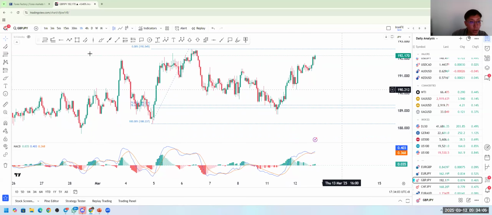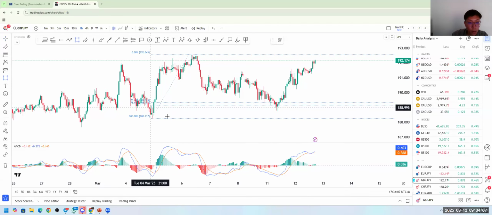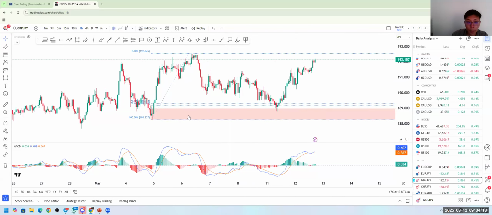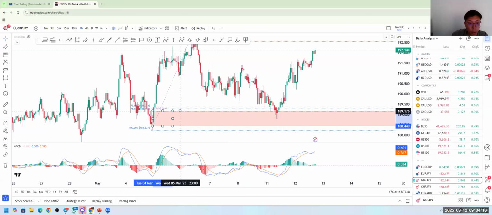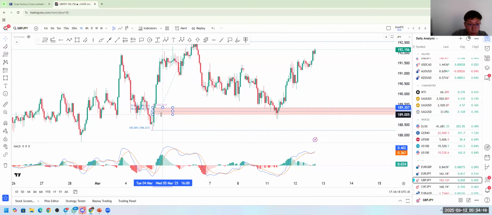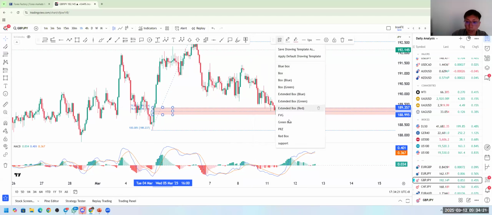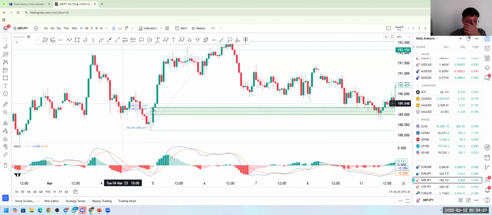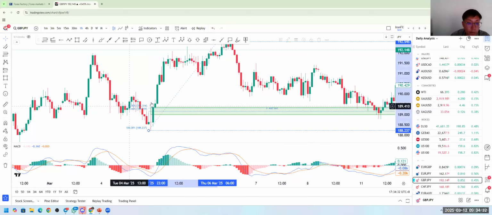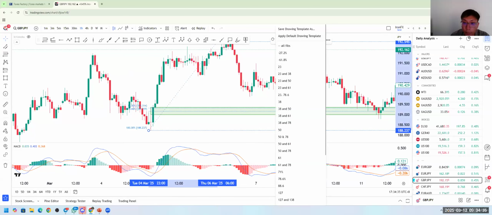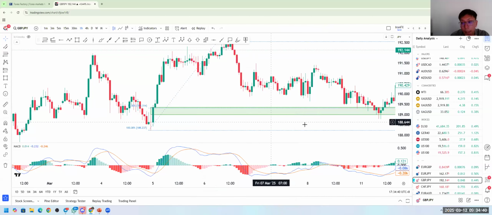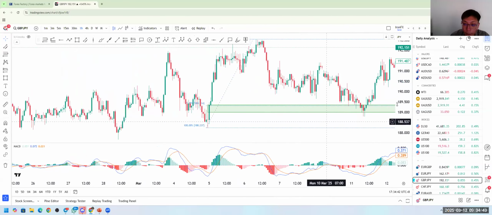So I actually highlighted this whole thing, right? Using my own strategy, I actually highlighted this area. This is a level where it is a FVG. There's a fair value gap over here, and it aligns with my 75% fib level. I use the 75% because I just like 75 over any other fib level.